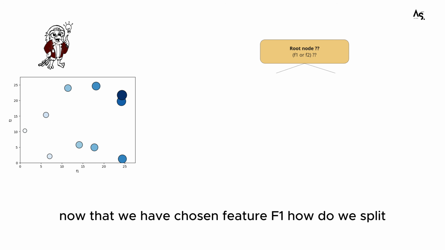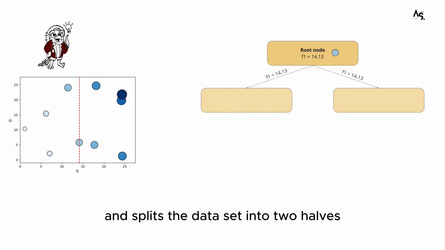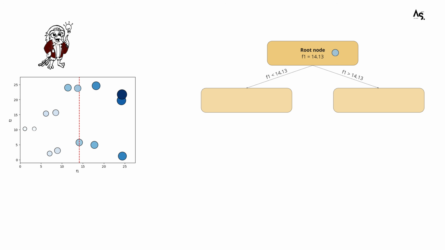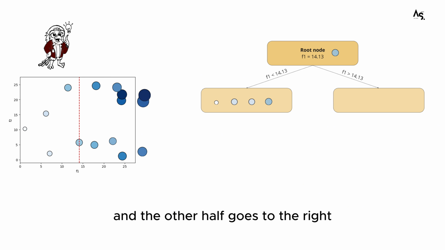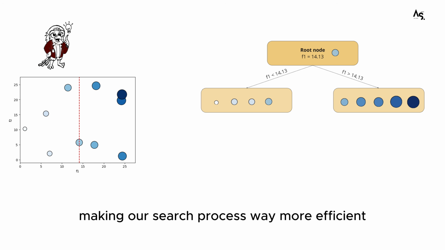Now that we have chosen feature F1, how do we split? Simple. KD tree picks the median value of F1 and splits the dataset into two halves. One half goes to the left, and the other half goes to the right. Boom, just like that, our dataset is divided, making our search process way more efficient.